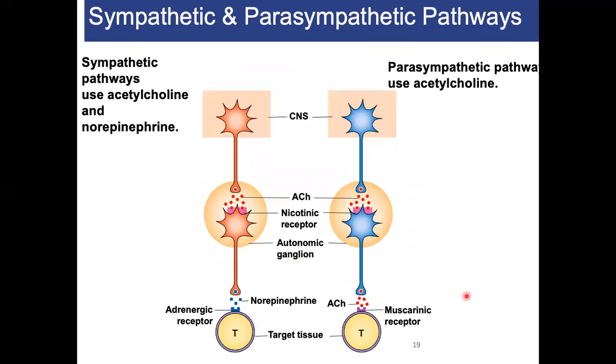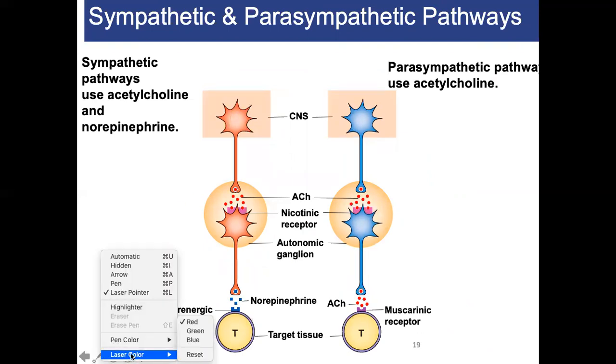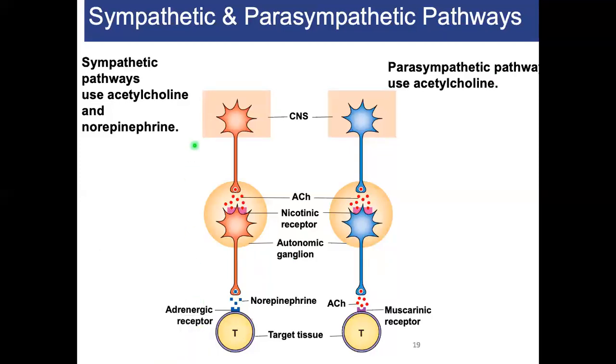Here's a side-by-side comparison of your sympathetic and parasympathetic nervous system. Take a look. Let me change the color of the laser. Let's do green because it'll stick out better. So here's the sympathetic nervous system on your left, and then on your right is the parasympathetic nervous system.